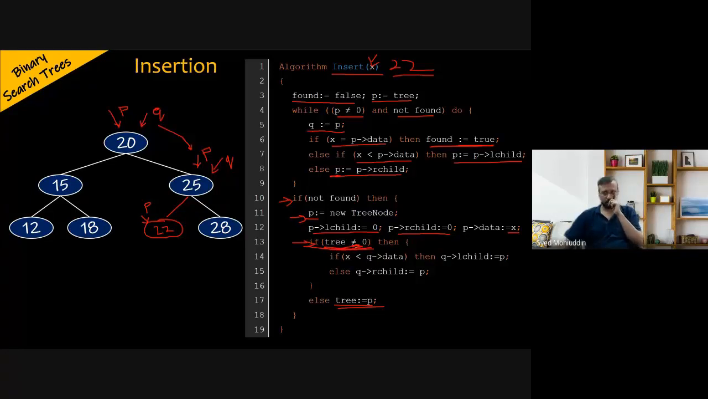null. So we check if it is less than. If it is less than, we make Q arrow left child. This node 25 is Q. Q arrow's left child as P. This node is P. So this P, we make this as P. Else we make it the right one. So this is how the insert algorithm will be functioning or running.